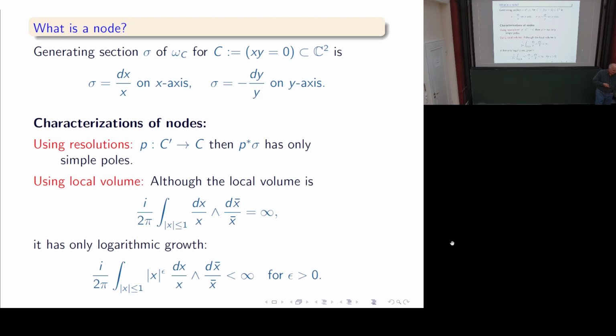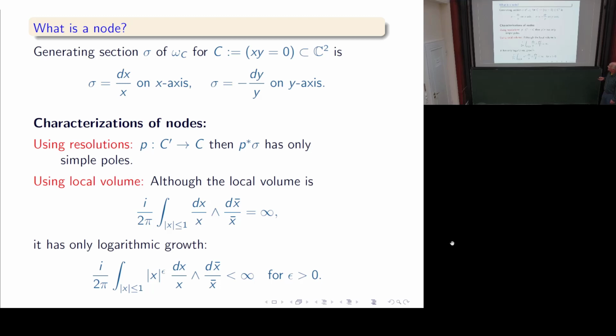Now, I see that this has two properties. If I take a resolution, so I take the two branches apart, the pullback of sigma has only single poles. But you see, when I make it a characterization, then I say that any other curve singularity, with this property and omega c locally free, is a node. So more complicated singularities do not have this property.